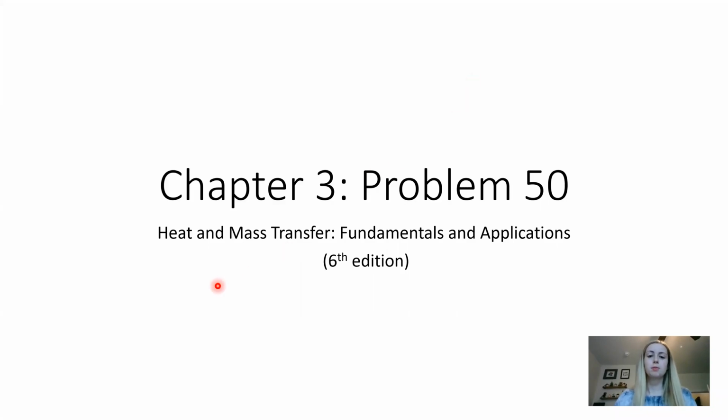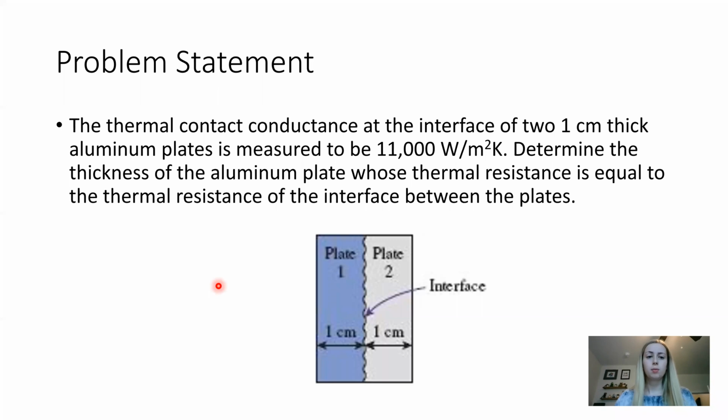I'll be solving Chapter 3, Problem 50 out of the Heat and Mass Transfer 6th edition book. Our problem statement is that the thermal contact conductance at the interface of two 1 centimeter thick aluminum plates is measured to be 11,000 watts per meter squared Kelvin.